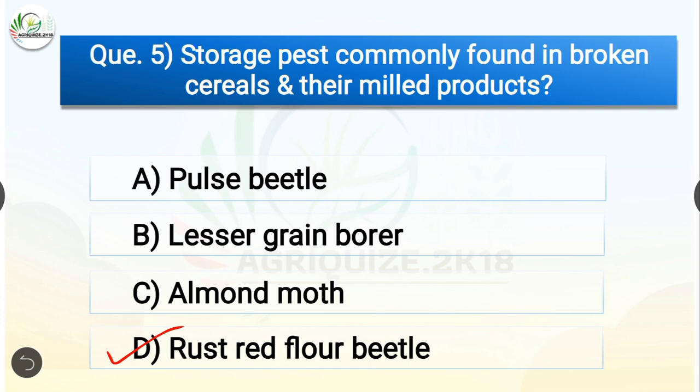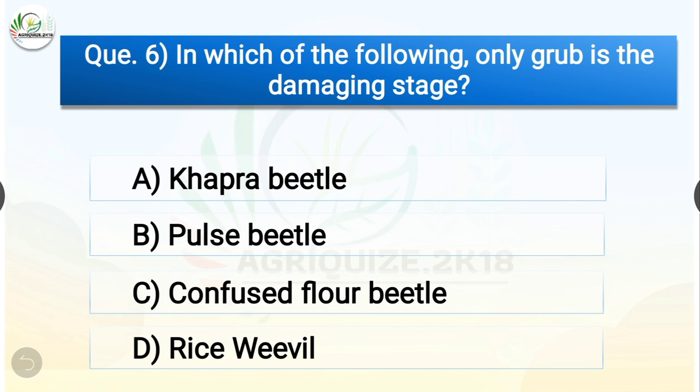Question number 6. In which of the following only grub is the damaging stage? The options are khapra beetle, pulse beetle, confused flower beetle, or rice weevil. The correct answer is option A, khapra beetle. So in khapra beetle, only grub is the damaging stage. In case of khapra beetle, grubs are the voracious feeders. Adults are mainly involved in breeding, whereas both adults and larvae are the damaging stage in the remaining 3 insects.